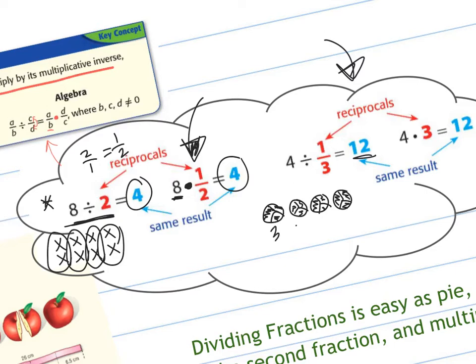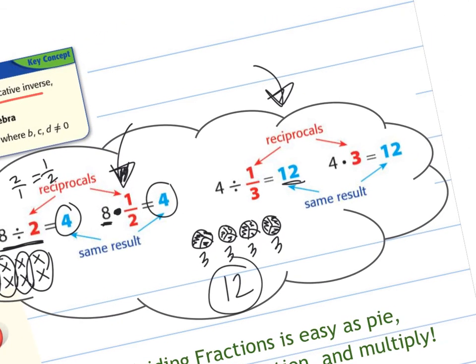So I have 3 groups here, 3 groups here, 3 groups here, 3 groups here. So if I divide them into groups of 1/3, that's why I have 12 groups. So 4 divided by 1/3 is the same as, I keep my first number the same, multiply times the reciprocal of 1/3, which is 3, and then I get 12.